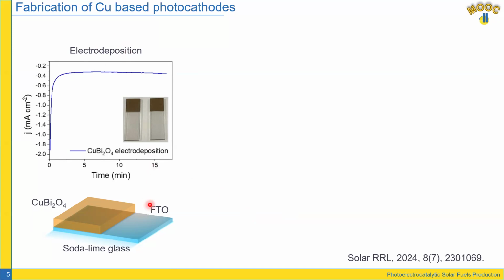So basically what we have is a soda lime glass covered with fluorine-doped tin oxide, which is a transparent conductive oxide, which is able to make the glass conductive without losing the transparency. Then we introduce our substrate in the electrolyte, where we have the copper and the bismuth precursors in solution, and then we apply a negative potential, and these cations get attached to the surface. And finally, this is the aspect of the fabricated photocathodes.